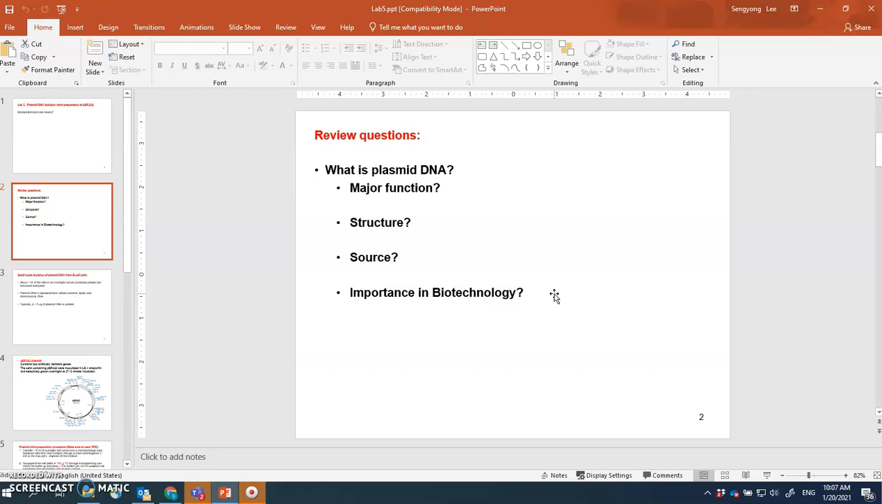oxygen, and all those things. They can easily grow quickly. It's not very expensive. So it's very easy to maintain those cells and duplicate the gene copies or the products out of your gene. So plasmid DNA is very important for that purpose. Okay.